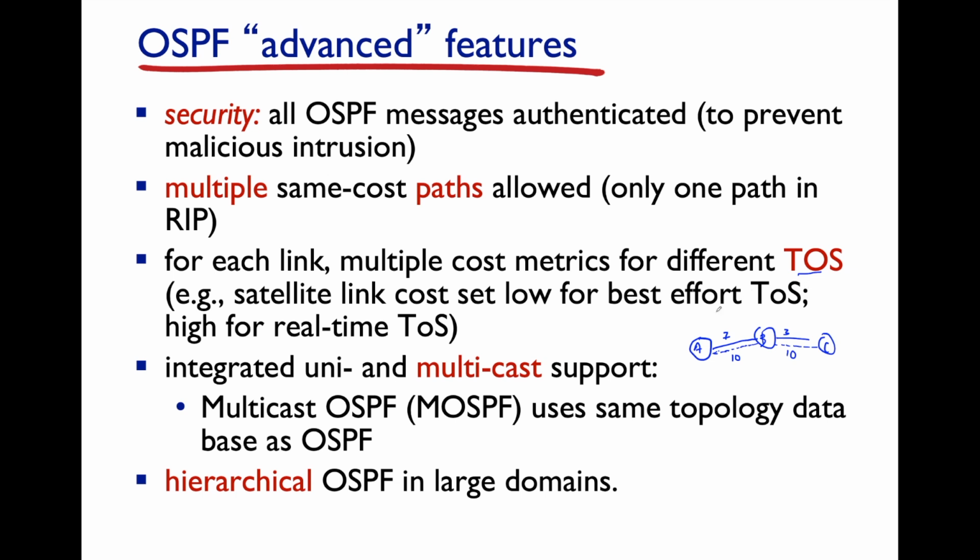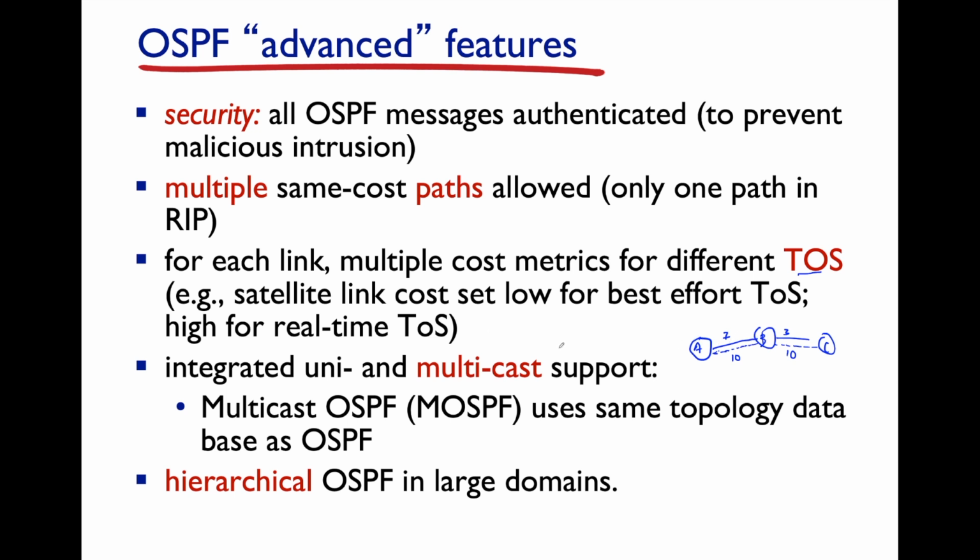So for example, if you want a best effort network, meaning that it's going to try to send things as quickly as possible using as much bandwidth as possible, and for best effort, a satellite link would have a low cost associated, meaning that it would prefer to have a lot more traffic sent over that link.